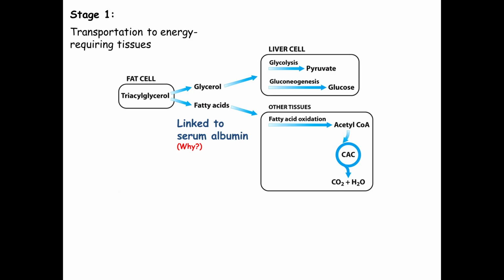It's not very water-soluble. So to get it from the fat cell to the liver cell or other cells, wherever we're going to do it, I need to link it to a taxi, right? A water-soluble protein called albumin. And we have lots of albumins. It's a very common taxi in the blood. And it carries our insoluble thing to another cell. It drops it off at the cell surface.